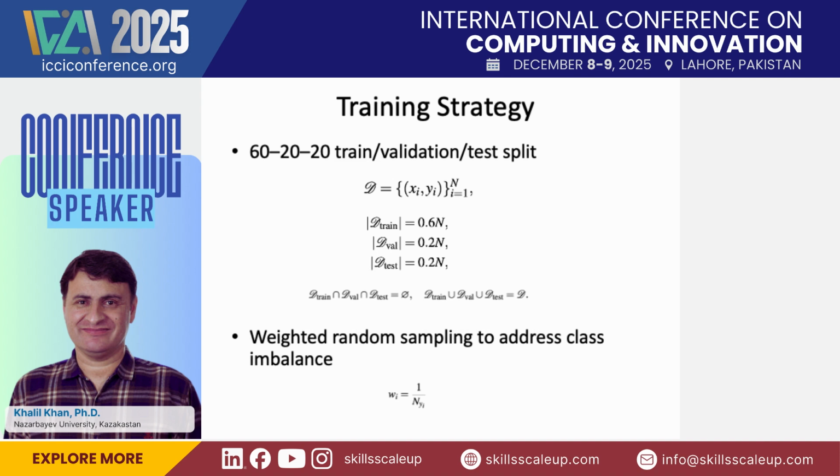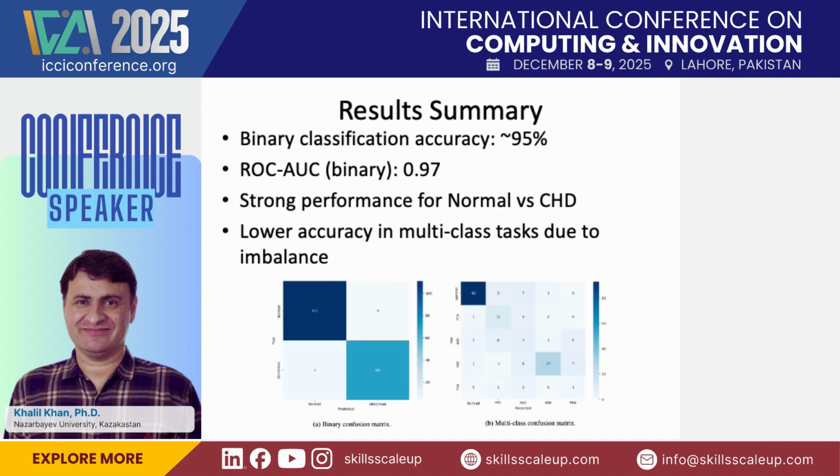Since data is a main problem for us, and we have very little data, we adopted a cross-validation strategy of 60-20-20: 60% for training, 20% for validation, and 20% for testing. This is the mathematical description of that. With this strategy, you can see there is no conflict between the training, testing and validation data.